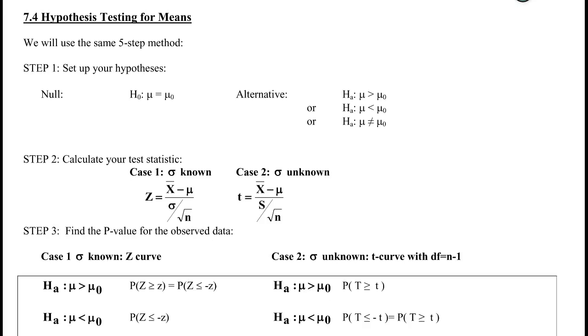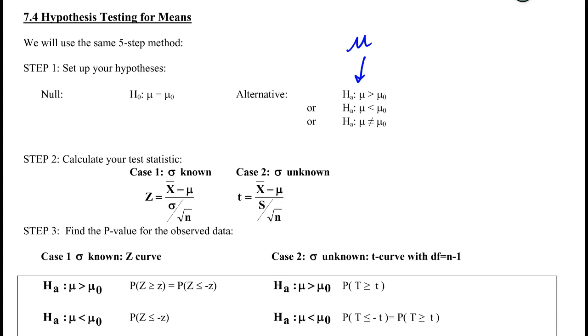The last of our revisited topics from part 6 is hypothesis testing. Our same 5 steps apply. First big change, instead of talking about P, we are now talking about mu, the real population mean, instead of the real population proportion. So that's a little different.